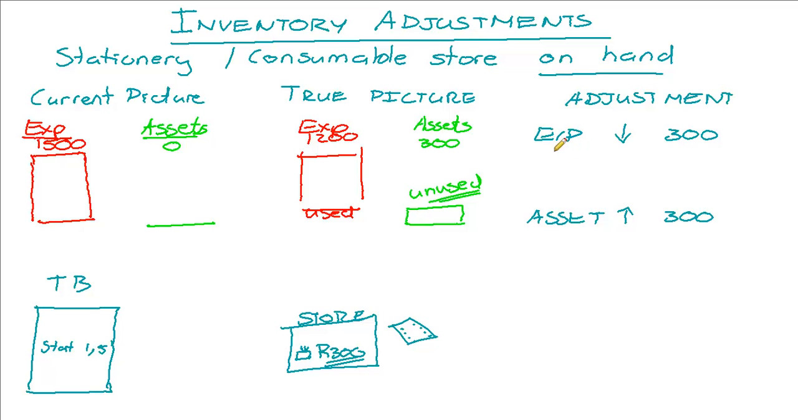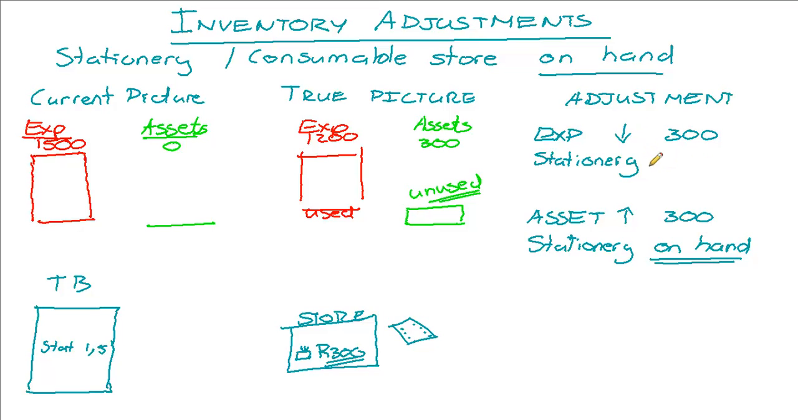So the expense that is specifically being decreased here is called stationery, and the asset that is being increased here we are going to call stationery on hand. So just by adding these two words, this account is going to be an asset. So stationery by itself is an expense, stationery on hand is going to be the asset account.